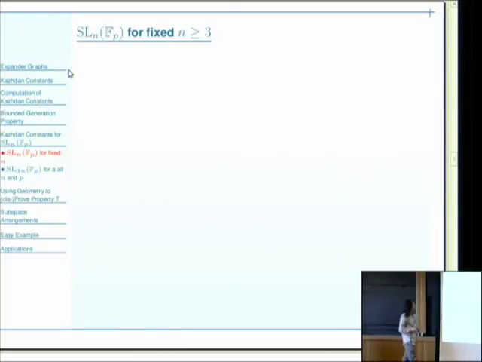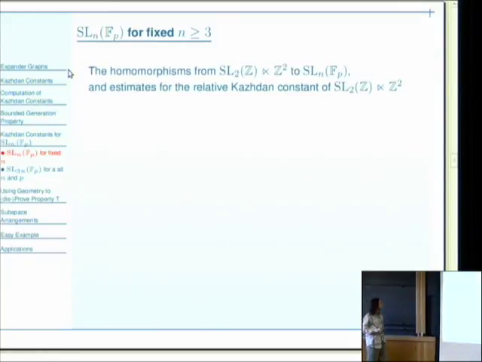Okay, so how do you do SLN FP when we fix n and we let p go to infinity? What we do is we take SL2Z semi-direct product Z square and map it onto SLN FP by essentially taking this 3x3 matrix and putting it in any possible way, by choosing different indices for how to embed it. And the rest you complete with identity.